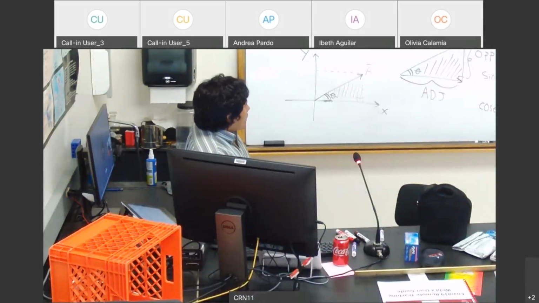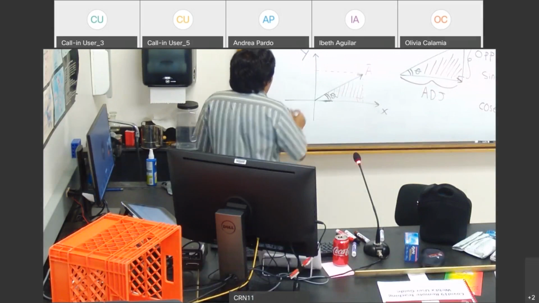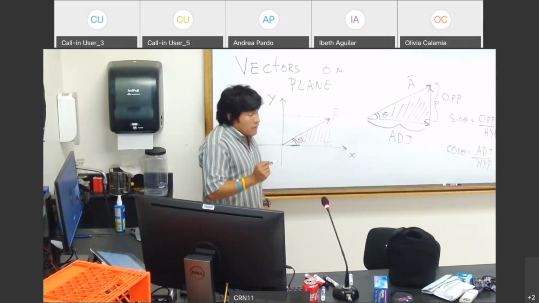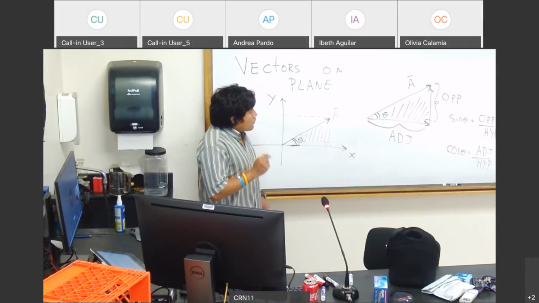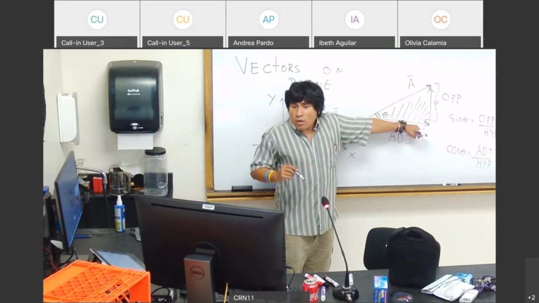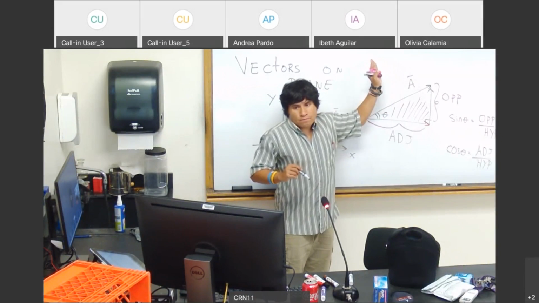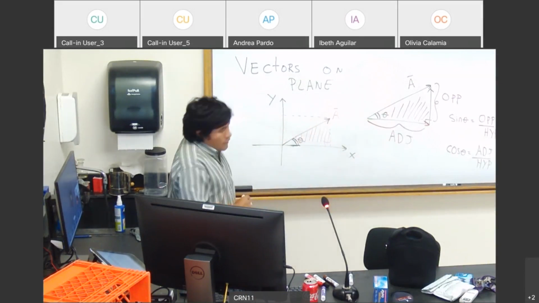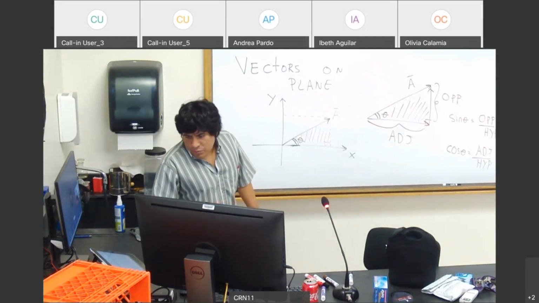Right? So if you were to have another vector here or here, when we want to add the vectors, you have to always find the components on each of the axes, on X and on Y. Okay? So that's important. All right? Now, let's see this one here, right?